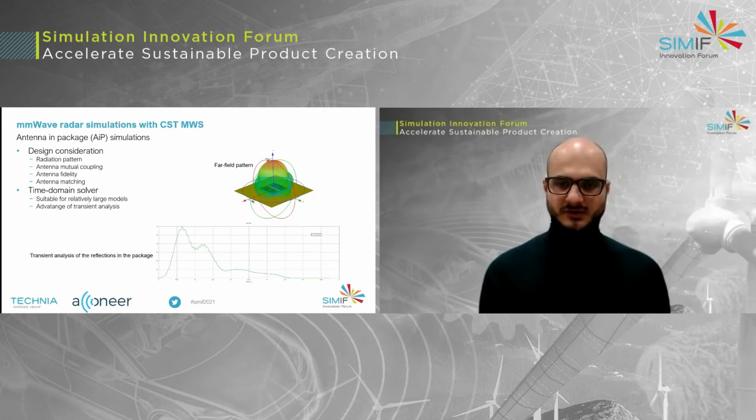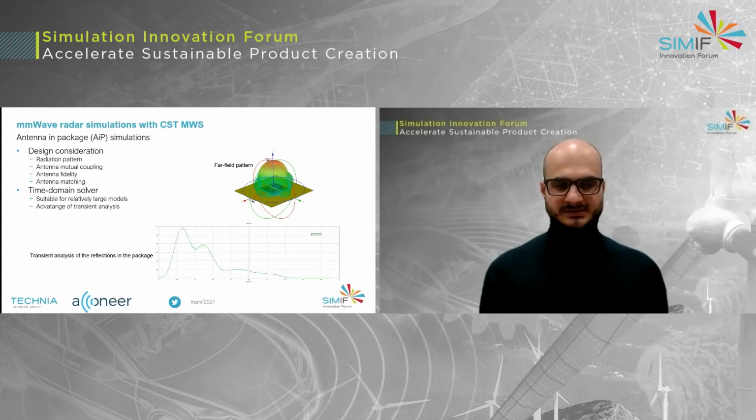And if there is more than one antenna, then the antenna mutual coupling could play an important role in the system performance. Also we do a lot of simulations to do the antenna matching to the RF transmitter and receiver chain. And another important factor for pulse coherent radar is the antenna fidelity, that we would like to minimize the impact of the antenna on the shape of the pulse that we are sending.